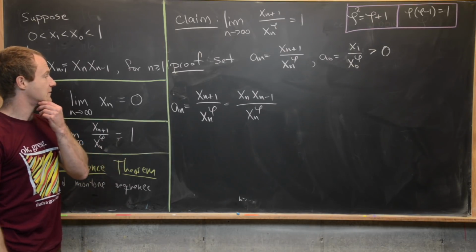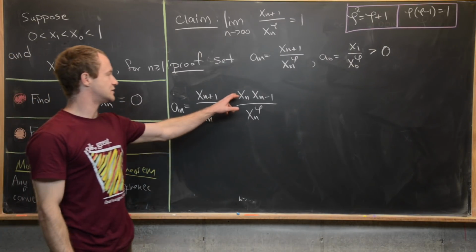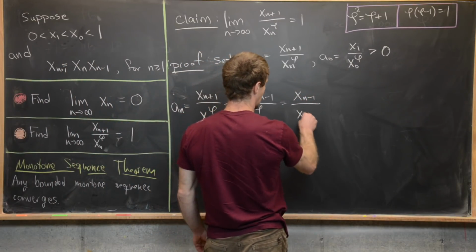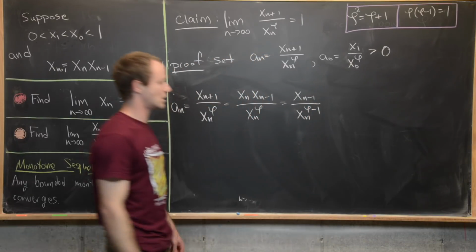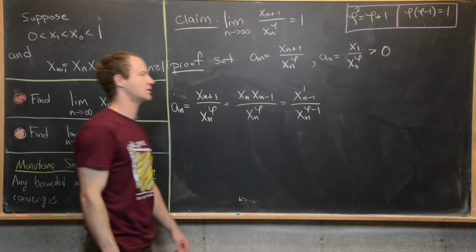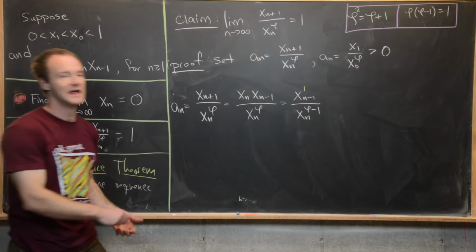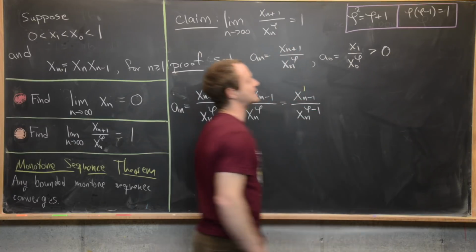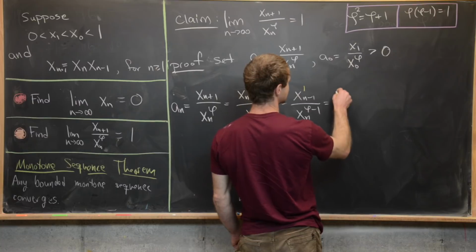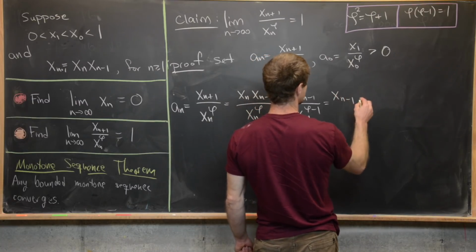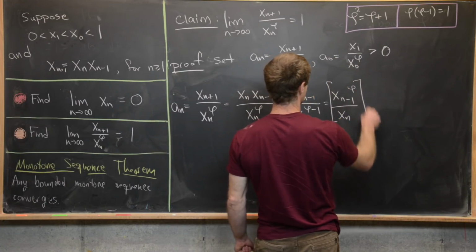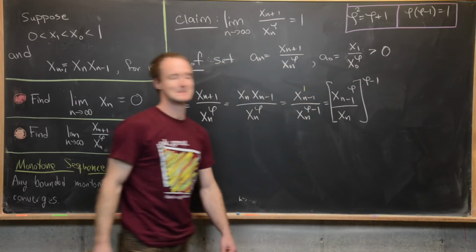Good. And now from here, what I can do is maybe do a little canceling. So that's going to be x sub n minus 1 over x sub n to the phi minus 1. And then next, I'll make the simple observation that we've got a hidden exponent of 1 here. And that hidden exponent of 1 can be written as phi times phi minus 1. And now that allows us to rewrite this as x sub n minus 1 to the phi over x sub n, and then all of that to the phi minus 1.